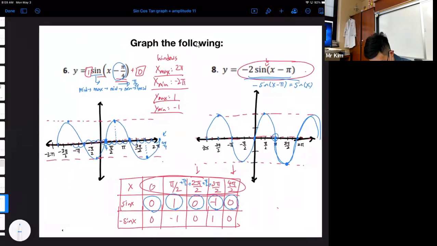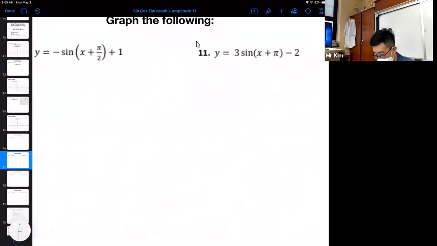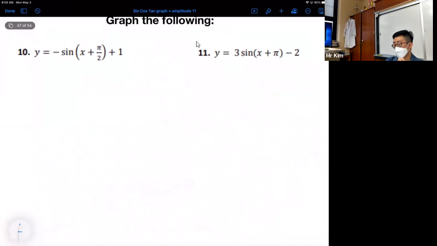Okay, so let's see. Let's try these 2 again. So like I said, we're going to be constantly tackling sine and cosine waves. No tangents for today, just sine and cosine waves as much as possible.